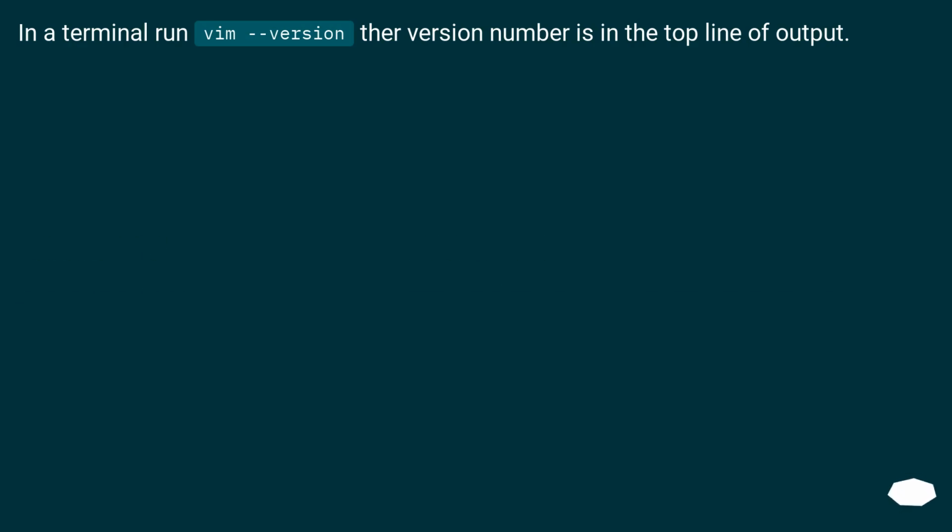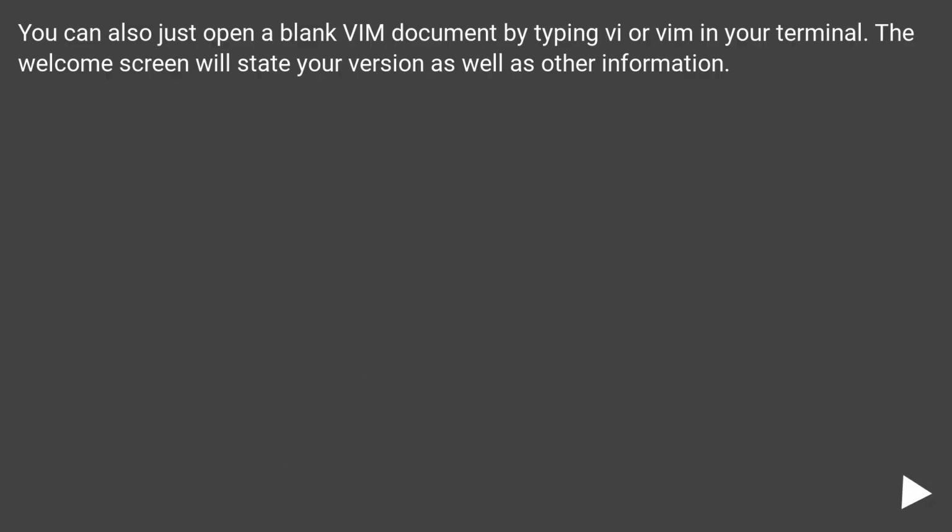In a terminal run vim --version, and the version number is in the top line of output. You can also just open a blank Vim document by typing vi or vim in your terminal. The welcome screen will state your version as well as other information.